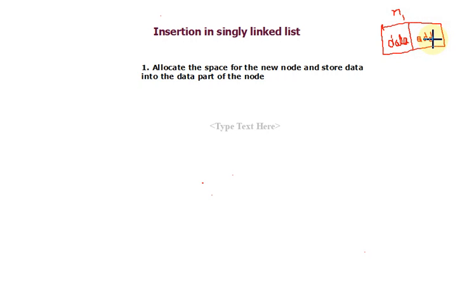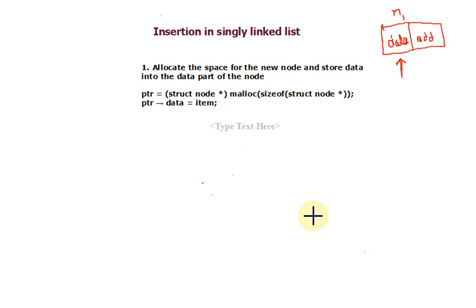So suppose this is your first node, and if you are looking for an insertion of a node in linked list, you need to allocate the space. How can we allocate the space? Using the malloc function, we can allocate the space. And after the allocation of a space, we need to store the data into the data part of the node. It means we can store the data at this position. So these are the two lines used at first when you are looking for the insertion of node at the beginning position or at the first position.